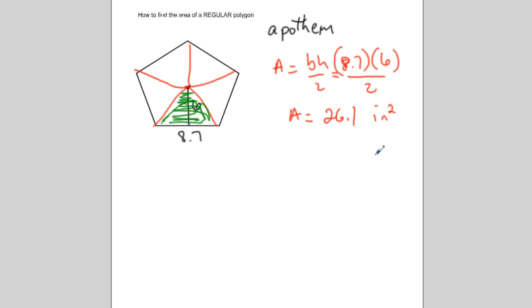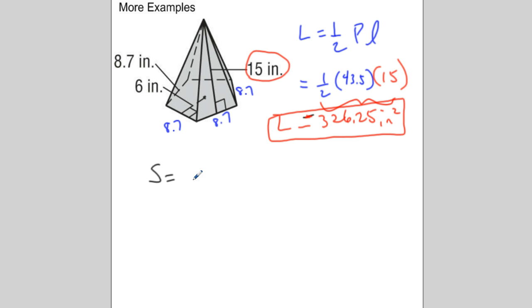How many triangles are there? Well, there's 5 of them, so we're going to multiply that by 5, and that will give us an answer of 130.5. You can do the math and double check me. Pretty sure I did it right. So the area for the whole pentagon, write that down, is 130.5.